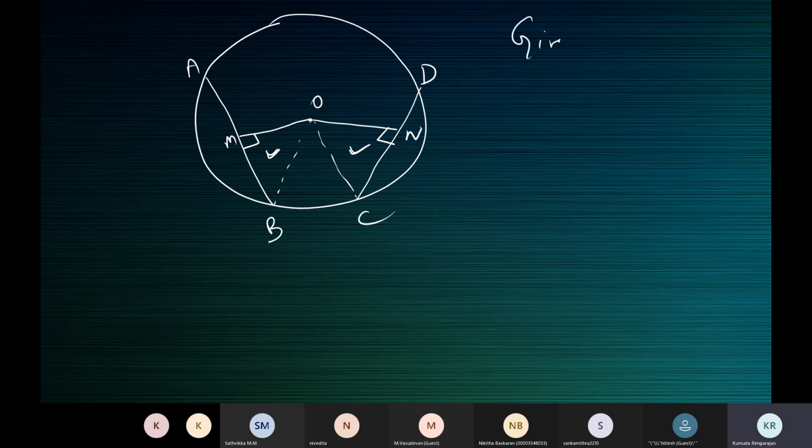What have we been given here? We are given that OM is equal to ON. We'll have to prove that AB is equal to CD. Chords that are equidistant from the center are equal. The two chords AB and CD are equidistant from the center, that is, OM is equal to ON. We'll have to prove that AB is equal to CD.